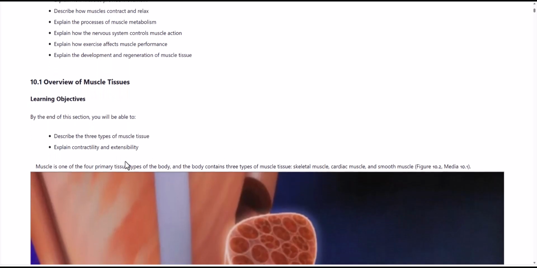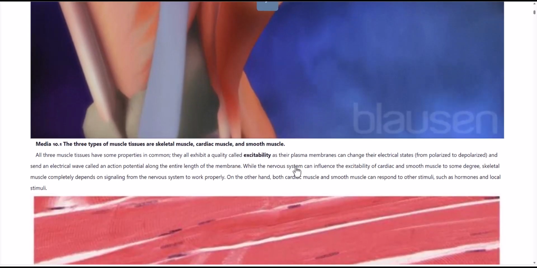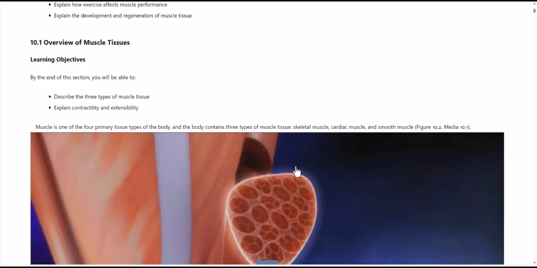So muscle, again, is one of the 4 primary tissue types. And let me just remind you that we learned about the characteristics of epithelial tissues. And you really should be able to just list these characteristics off. Epithelial tissues are composed of tightly packed cells with little to no extracellular matrix. Epithelial tissues are avascular. Epithelial tissues sit on a basement membrane with connective tissues below. Those are the main characteristics.